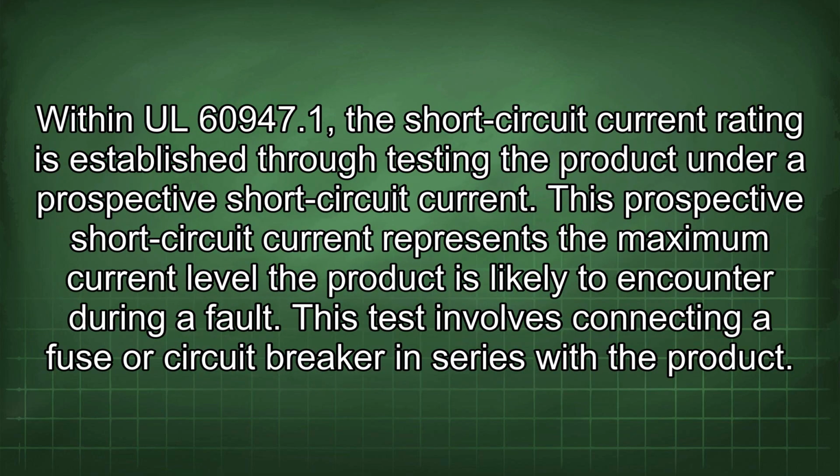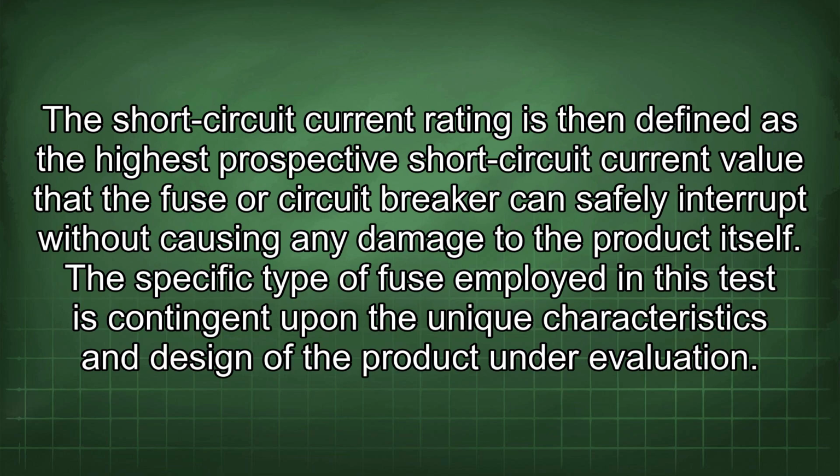Within UL 60947-1, the short circuit current rating is established through testing the product under a prospective short circuit current. This prospective short circuit current represents the maximum current level the product is likely to encounter during a fault. This test involves connecting a fuse or circuit breaker in series with the product. This short circuit current rating is then defined as the highest prospective short circuit current value that the fuse or circuit breaker can safely interrupt without causing any damage to the product itself.